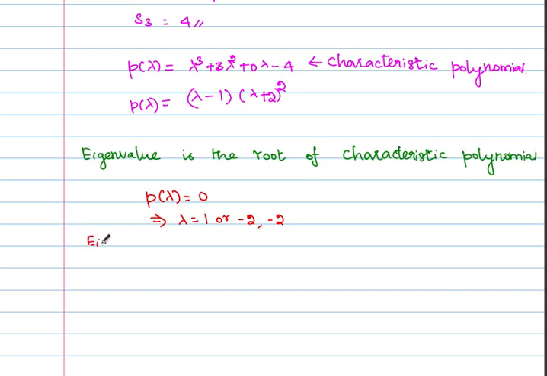So the eigenvalues of the given matrix are, because these three will go, 1, minus 2, comma, minus 2. This is called the eigenvalues.